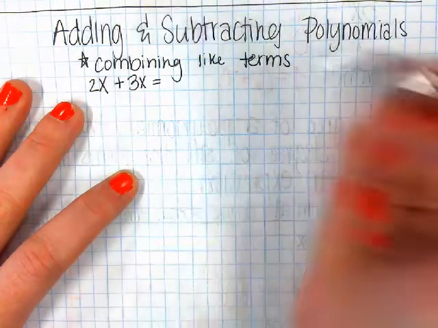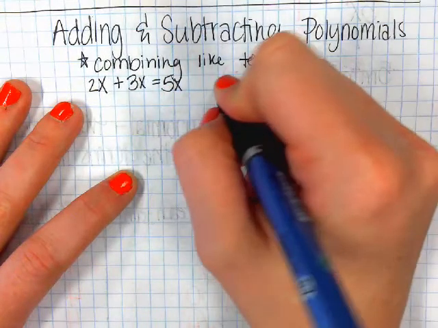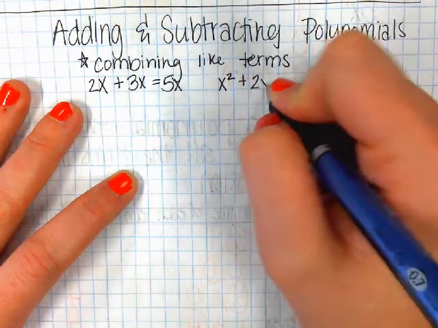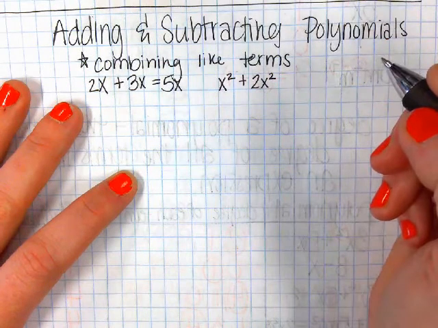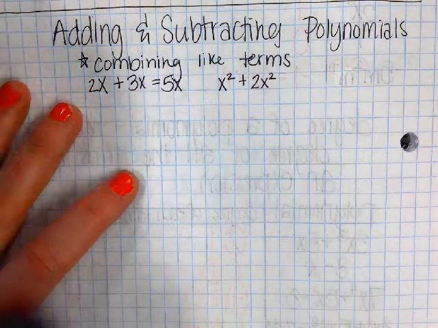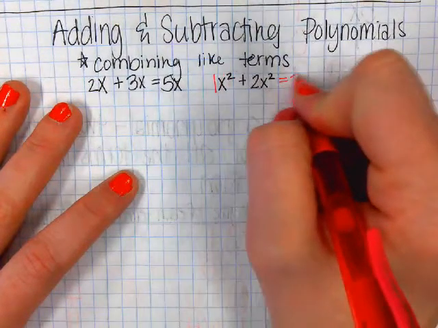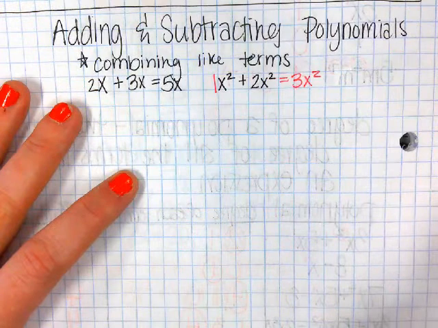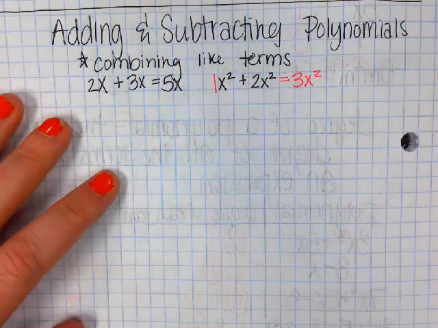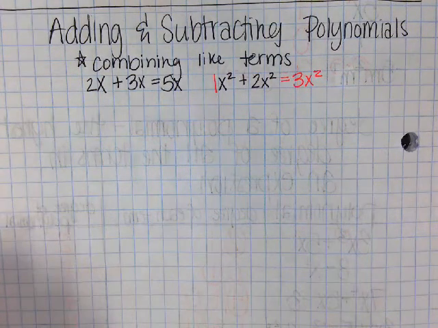What's 2x plus 3x? 5x. And remember, you can combine an x squared with an x squared. So what is x squared plus 2x squared? It would be 3x squared because there's 1 here, so it'd be 1 plus 2 equals 3x squared. So that's just a kind of reminder. Combine like terms, make sure you combine x's with x's and x squareds with x squareds.